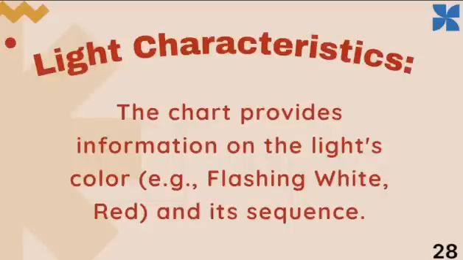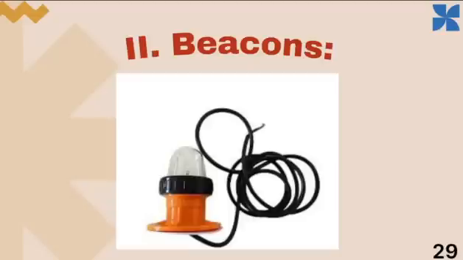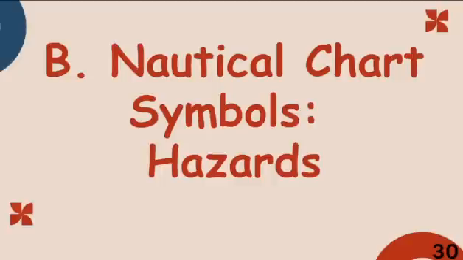Light characteristics. The chart provides information on the light's color. For example, flashing light, white, red, and in sequence. Beacons. So beacons are fixed markers, not floating, used to guide navigation.